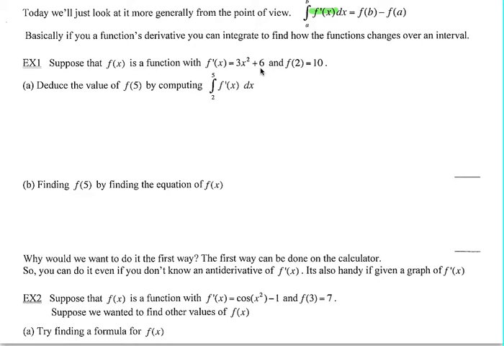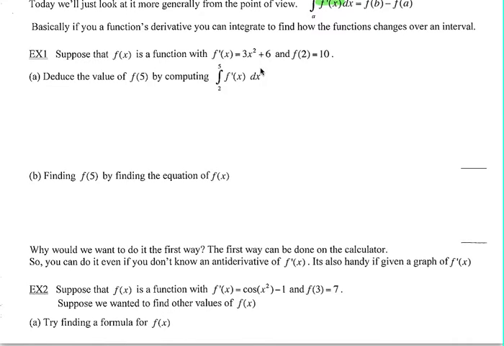If I know that the derivative is 3x squared plus 6, then that means that the antiderivative, the function itself, must be x cubed plus 6x plus some c.